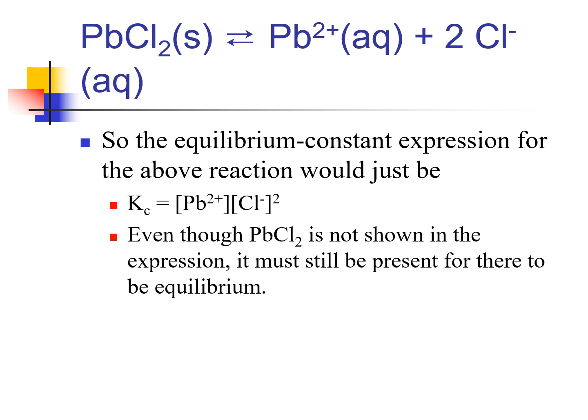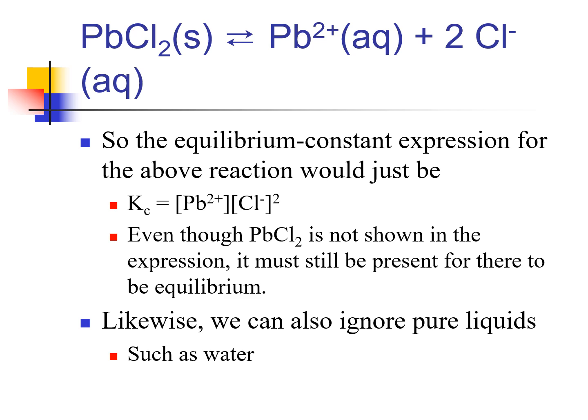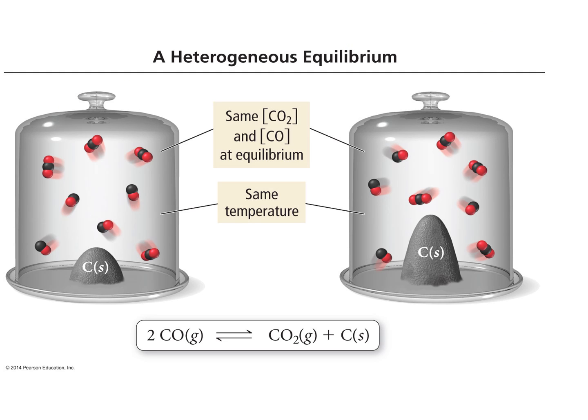Now, as a note, even though the PbCl2 is not shown in the expression, it still must be present. When we are at equilibrium, there will still be PbCl2 present, but it just doesn't matter how much. And again, we can also ignore pure liquid. So we ignore water pretty frequently when doing equilibrium stuff. So again, that's what we see here. We see two situations. We have carbon monoxide, carbon dioxide, carbon. Doesn't matter how much solid carbon there is. It's all about the equilibrium between the gases, or the equilibrium between the aqueous things.